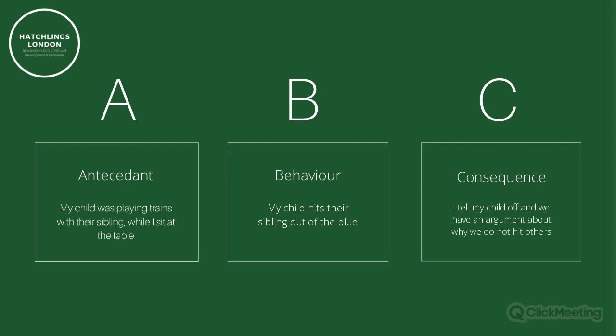And the behavior that we see is my child hits their sibling out of the blue. Now, the trick to this one is having a look at the consequence. What happens immediately after the behavior? What happens is normally you get up out of your chair, you get down on the ground, you sit down your child, you say it was not very nice, you need to stop that, I want you to go and give the train back to your sibling, and there's a whole conversation that really naturally takes place when these things occur.